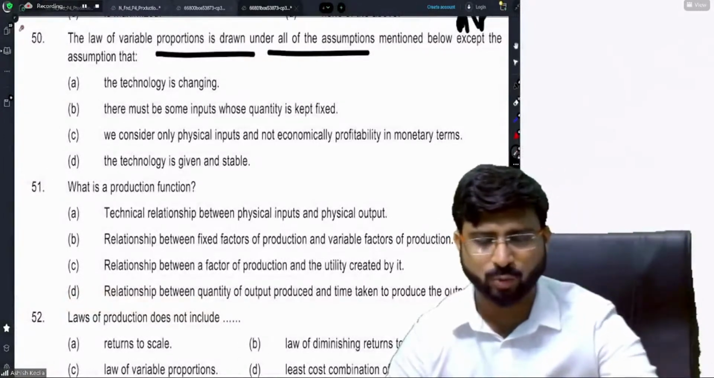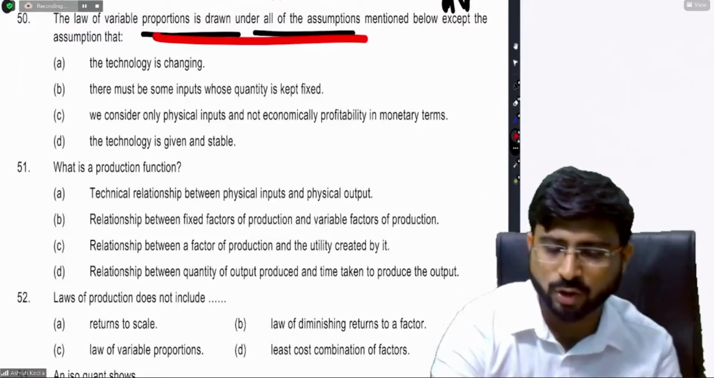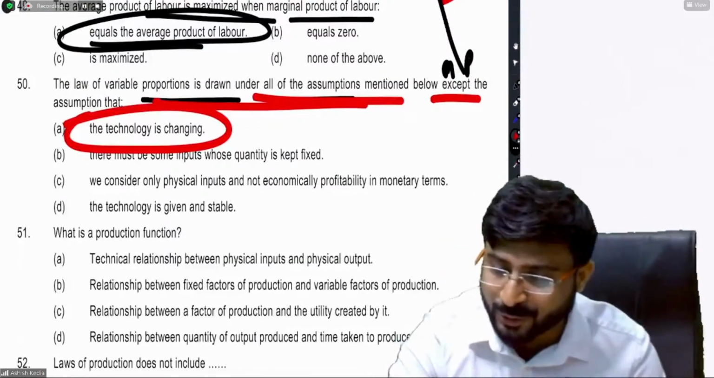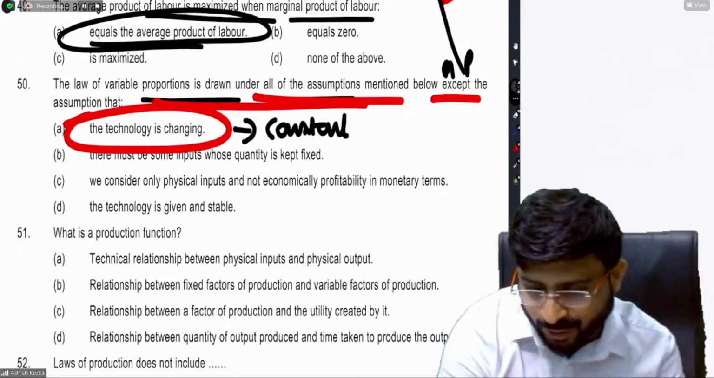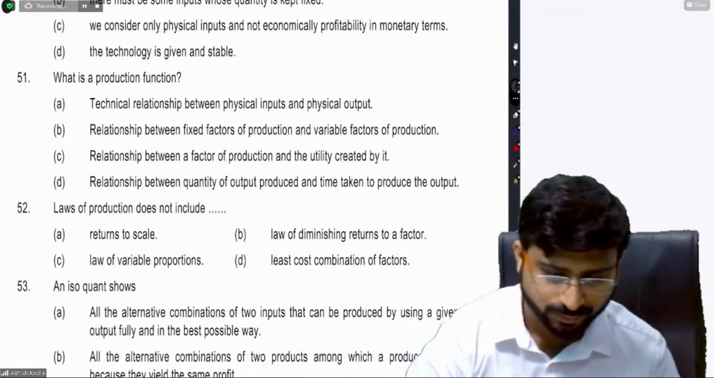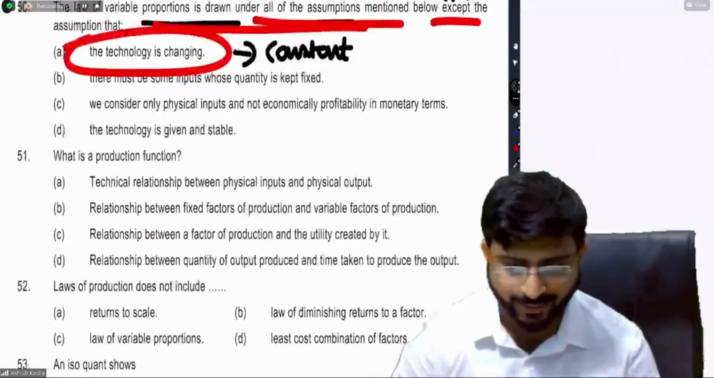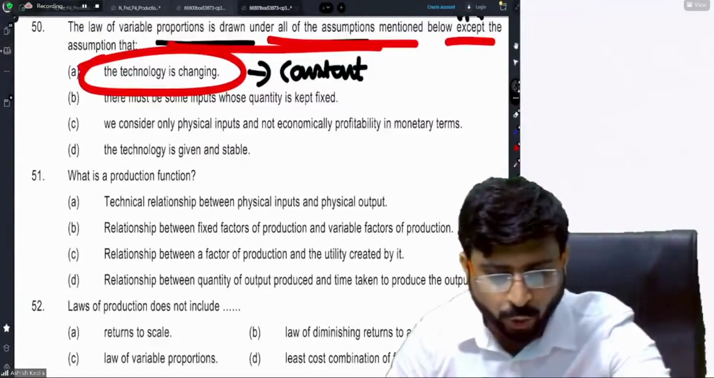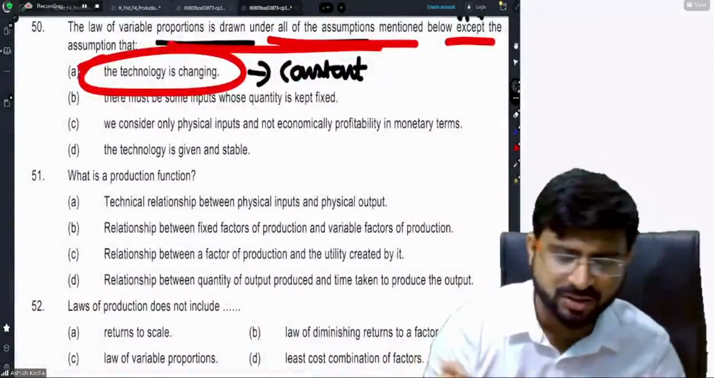So let's see what is going on here. The law of variable proportion is drawn under all the assumptions except C. We now know the answer. Technology is changing? No, we assume technology is constant. So this is the wrong one. Yes or no, dear students? Heterogeneous means different. In this point, you can also write heterogeneous. Okay, forget it now. Let's not write it. Heterogeneous means different. Correct.